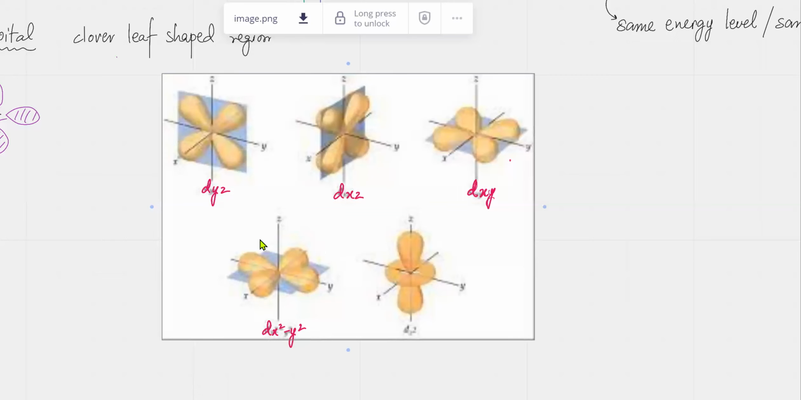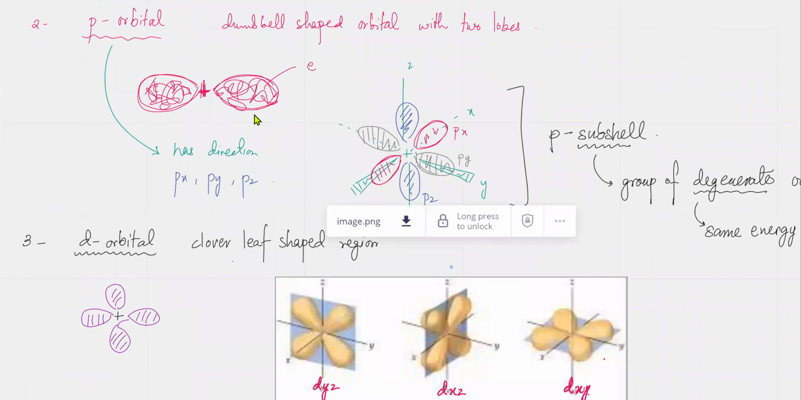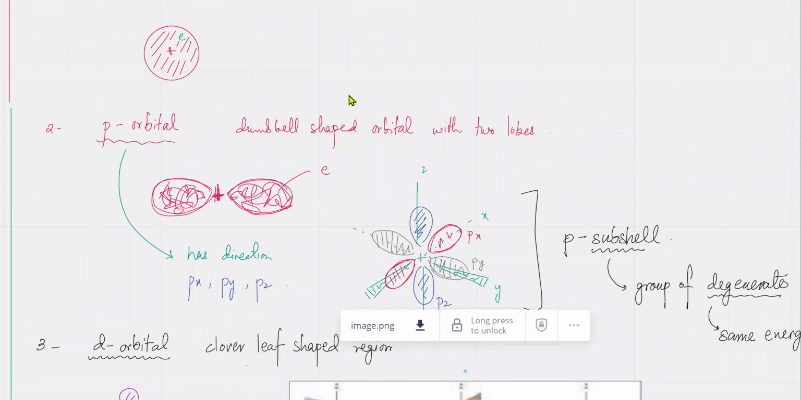Sir, do we have to remember these names? It's better if you do remember them. The shapes are not important. You get the shapes for the p orbital and the s orbital, not for the d orbital. Not yet. In A2, you'll be asked about the shapes.